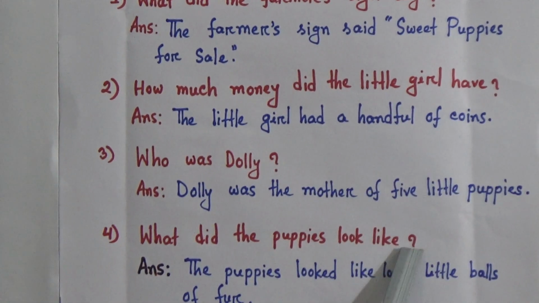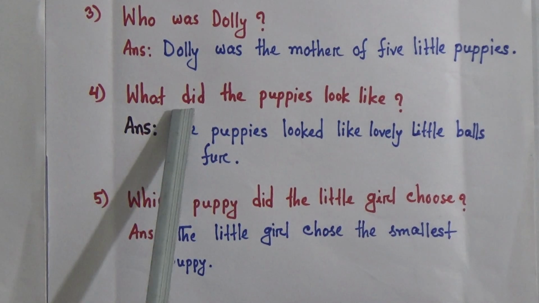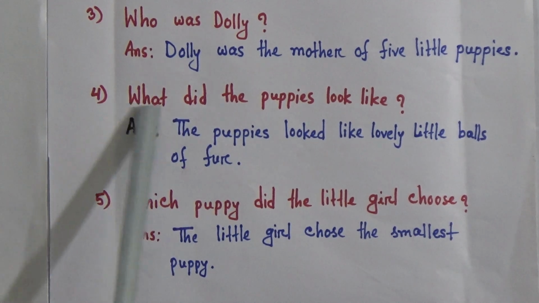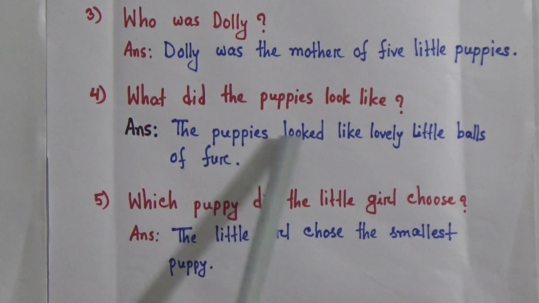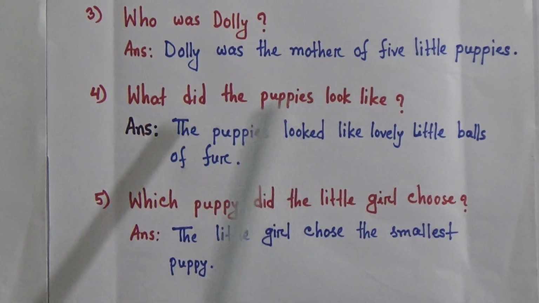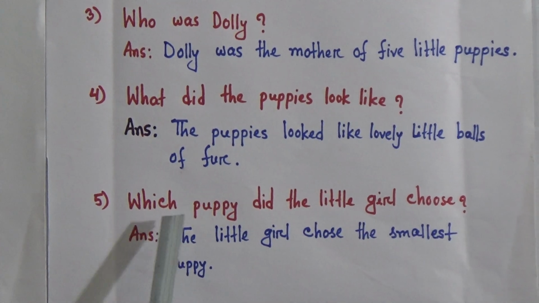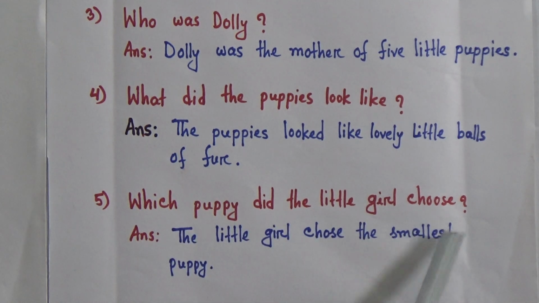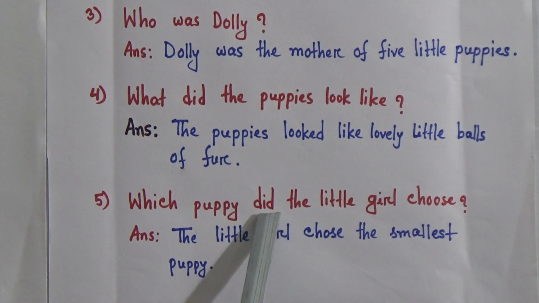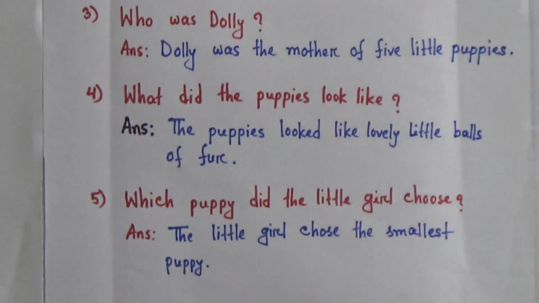Number 4, what did the puppies look like? The puppies looked like lovely little balls of fur. Again, here we can see did in your question. So the puppies looked; you have to add ed after look, which is the past form of look. Number 5, which puppy did the little girl choose? The little girl chose the smallest puppy. In the same way, you will get did, and you have to write chose, because the past form of choose is chose, C-H-O-S-E, only one O.